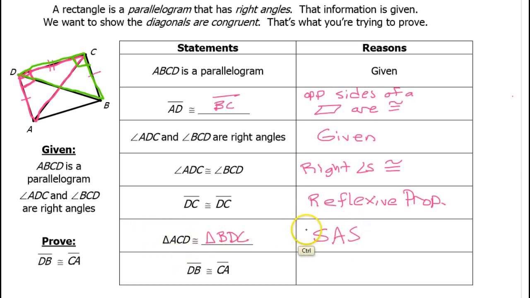Now that we know that the whole triangles are congruent, any corresponding parts will also be congruent, because corresponding parts of congruent triangles are congruent. So we've proven that the whole triangles are congruent. The red triangle is congruent to the green triangle. So now I can say that the hypotenuse of the one is congruent to the hypotenuse of the other, because these would be corresponding parts of congruent triangles. And that's it. We proved that the diagonals are congruent.